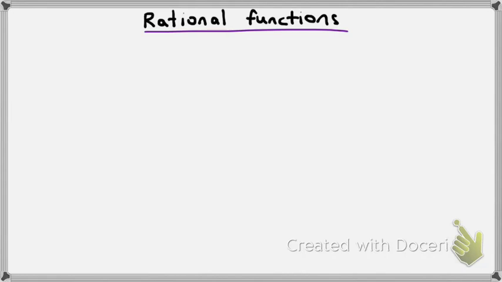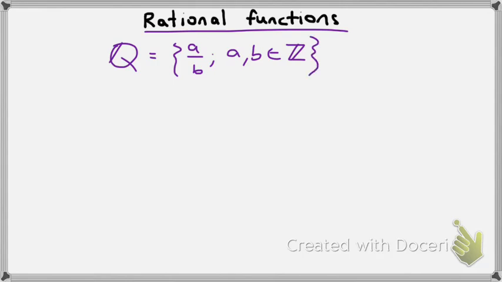Rational functions, I mean we know rational numbers, right? Rational numbers are the set of things which I can write as a fraction, a over b, where a and b are elements of the whole numbers, or the integers, right? So rational functions are the same thing.